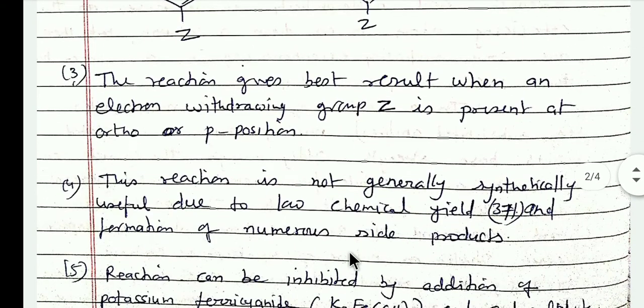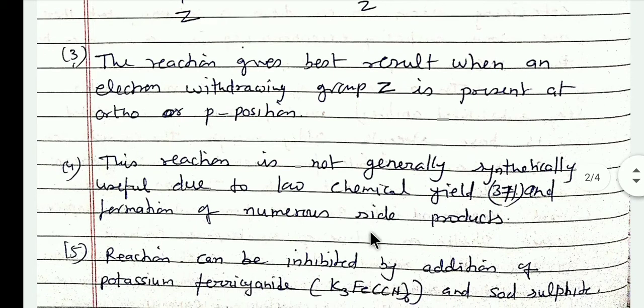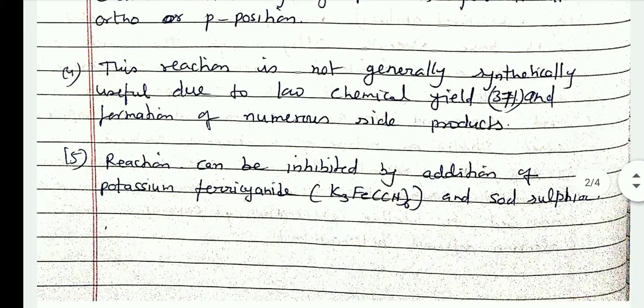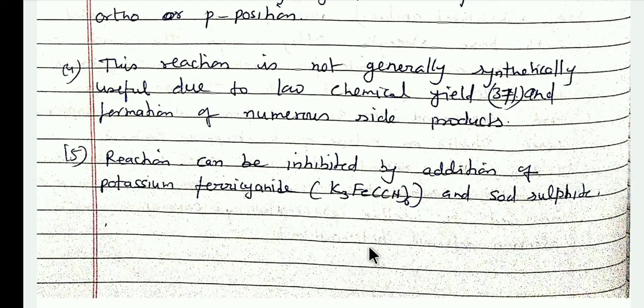The reaction is not generally synthetically useful due to low chemical yield. A 37% yield is obtained, with numerous side products formed. So this is not generally synthetically useful. The reaction can be inhibited by the addition of potassium ferricyanide and sodium sulfide.